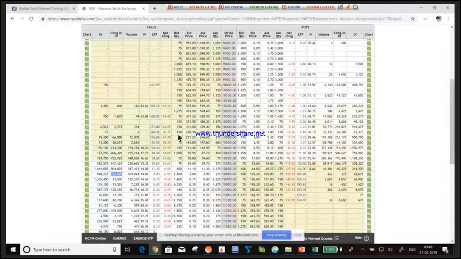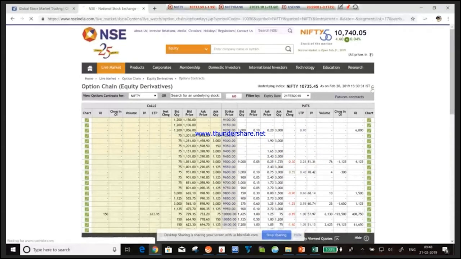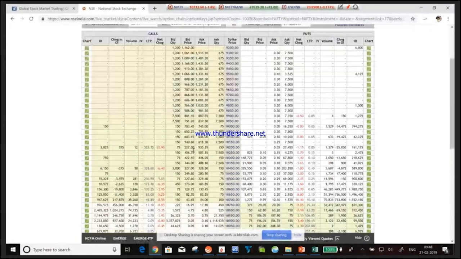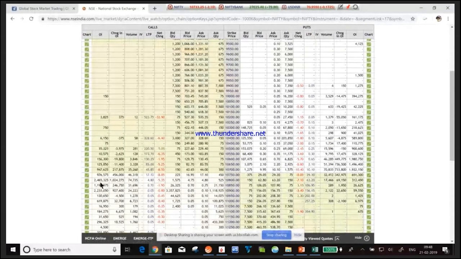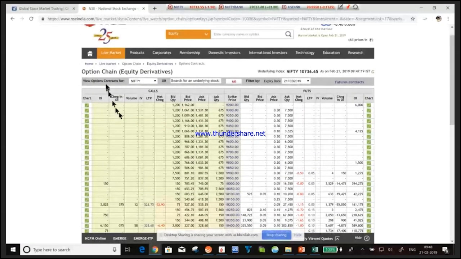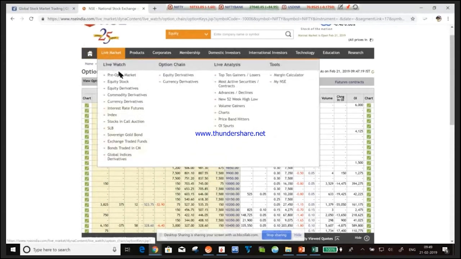So let's take a look at Nifty here. If you see the open interest, this is the open interest. Now when you look at the NSE chain, everybody knows how to go to the NSE chain. When you go to nseindia.com, you go to live market and then equity derivatives.